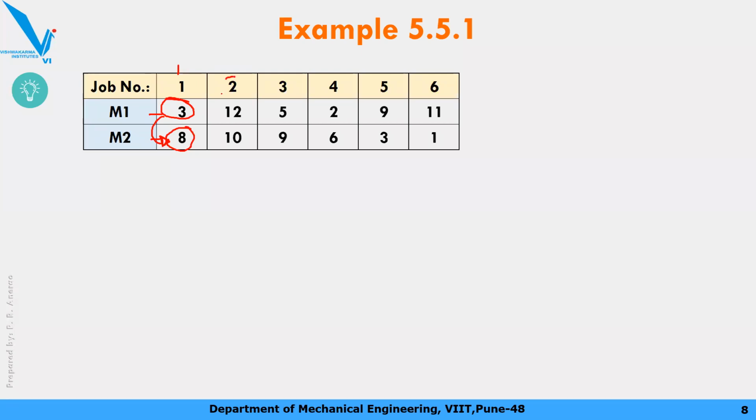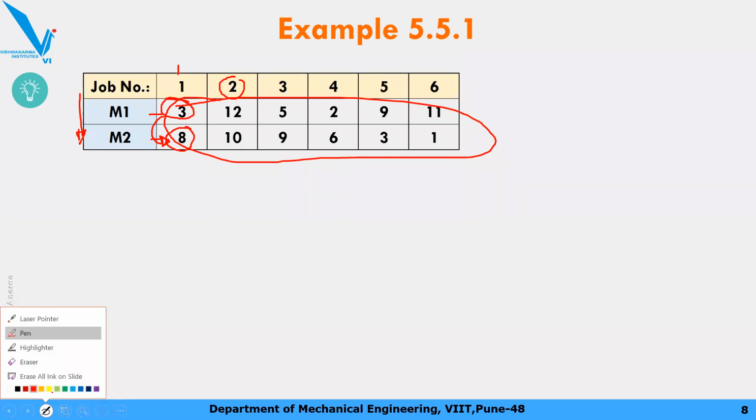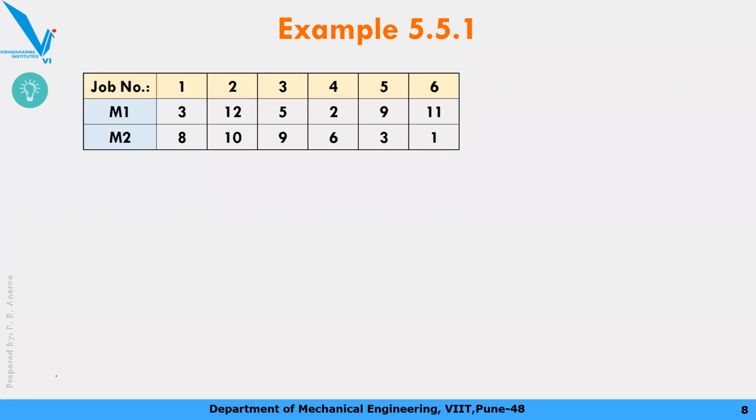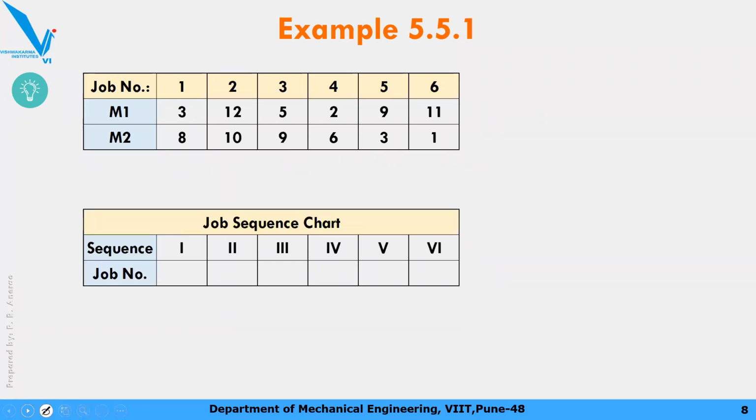So we already know the sequence that machine 1 comes first, then machine 2, and these are the operations, and in the table these numbers represent the time required for that operation. Okay, so how do we prepare a sequence of operations? For that there is one job sequence chart. Okay, so we need to fill this job sequence chart. Simple.